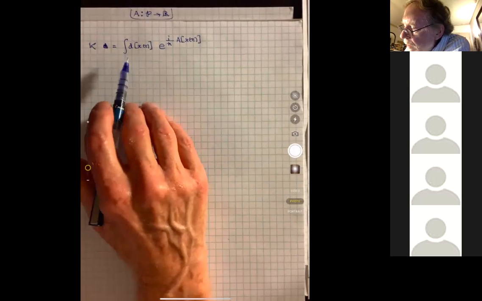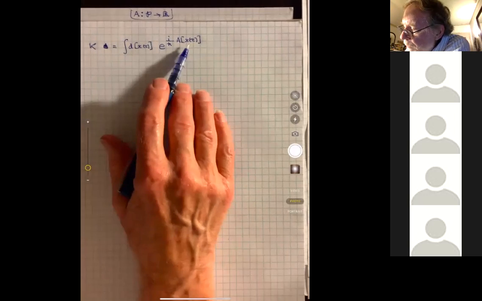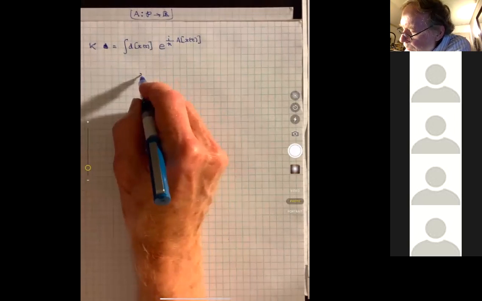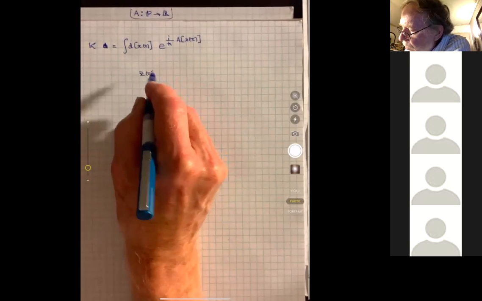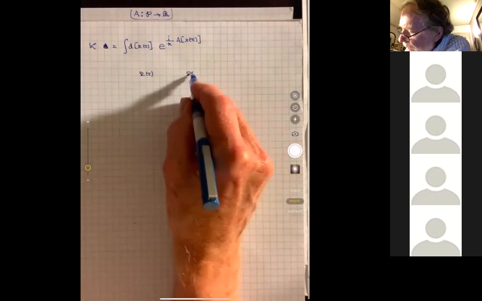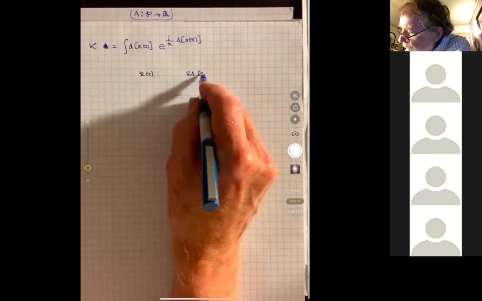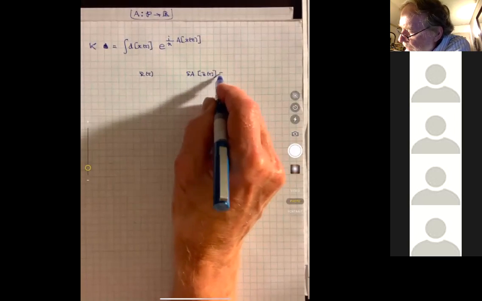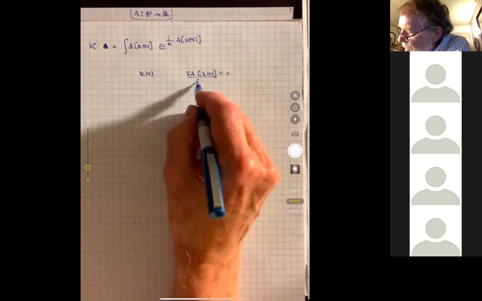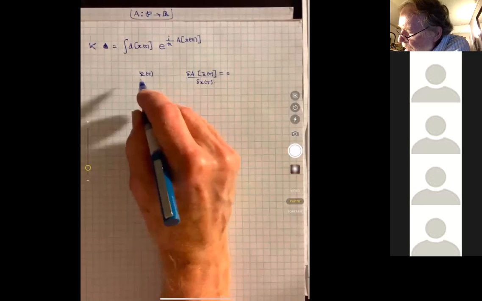But the critical, let me call the critical paths x bar of tau. What are they? They're the roots of the variation of the action evaluated at x bar of tau equal to 0. That's solving the classical equations of motion. So these are the classical paths.